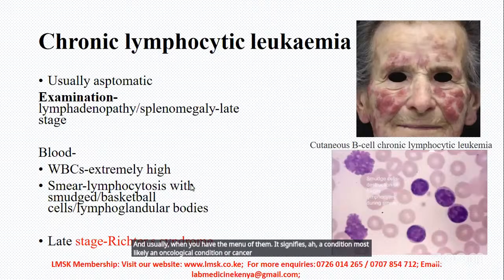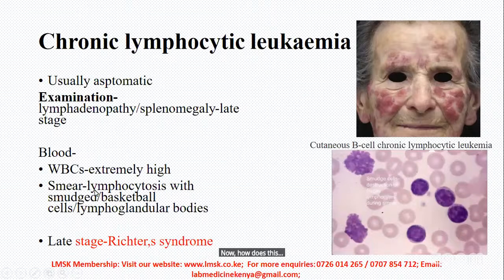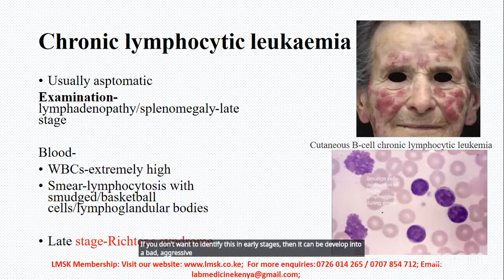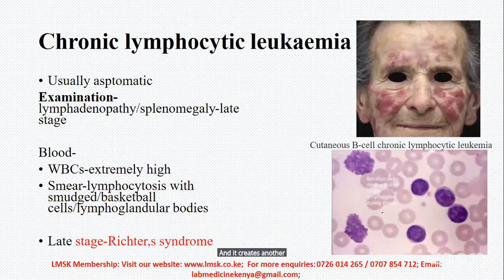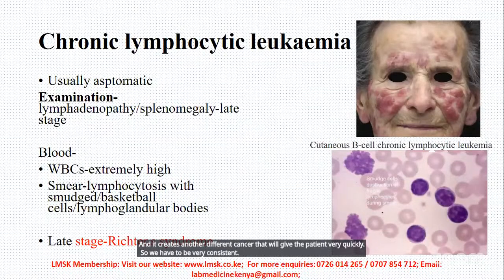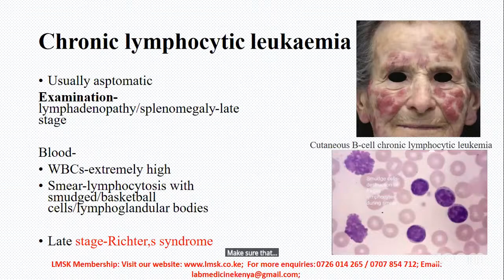cancer process happening. Now, how does this disease kill somebody like this one? If you don't identify this in early stages, then it can develop into a bad aggressive cancer known as Richter's syndrome, whereby it transforms into an acute phase and creates another different cancer that will kill the patient very quickly. So we have to be very consistent. Make sure that every time you see something on a slide, it is an indicator of a process that is going on.